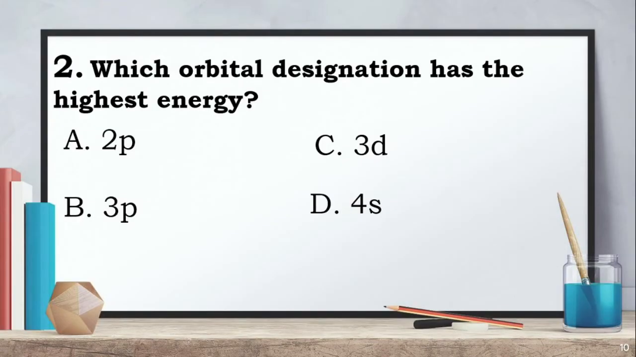Number 2. Which orbital designation has the highest energy? Letter A, 2p. Letter B, 3p. Letter C, 3d. Letter D, 4s.